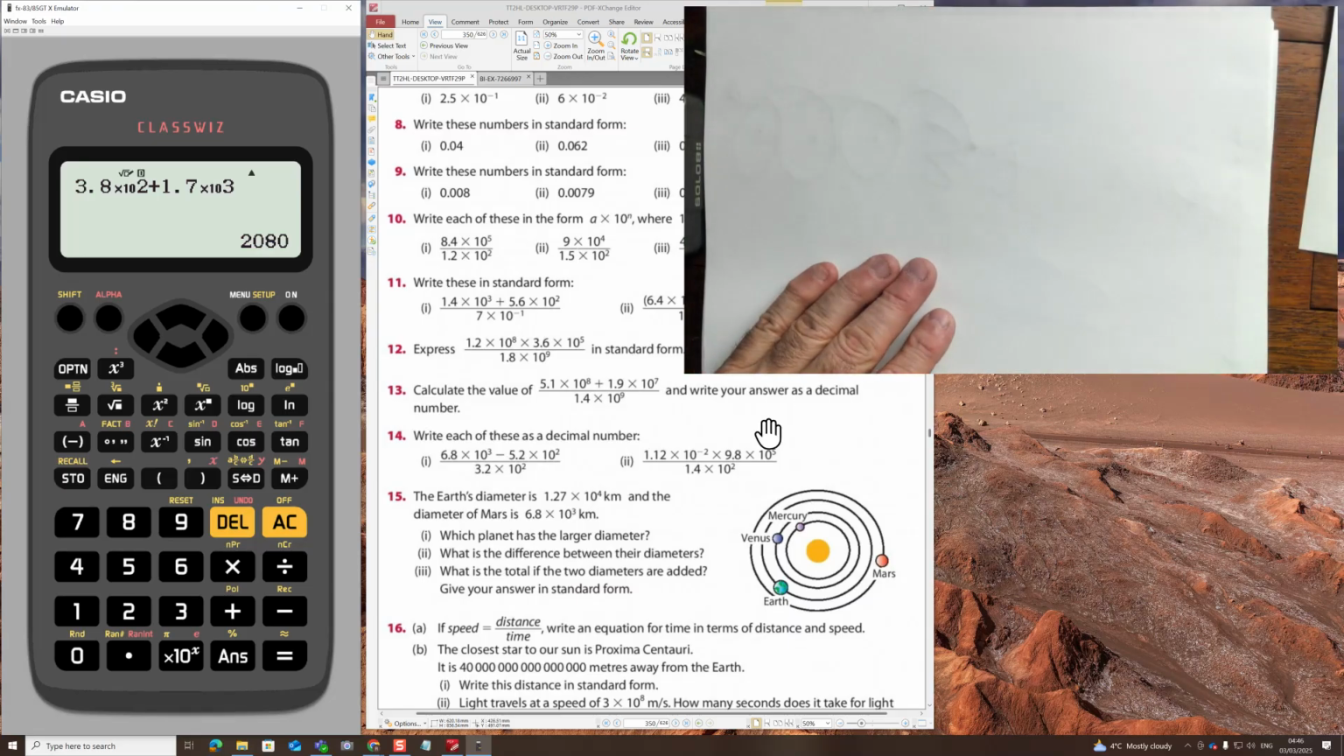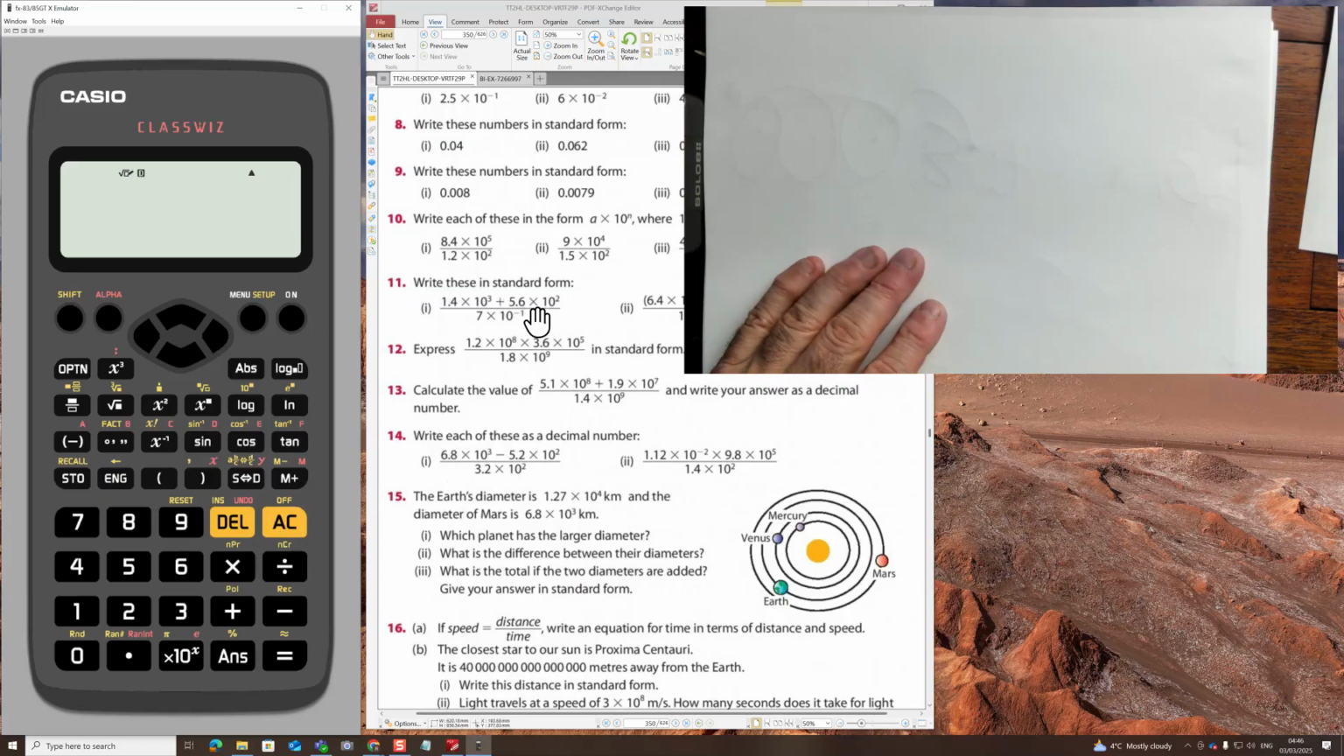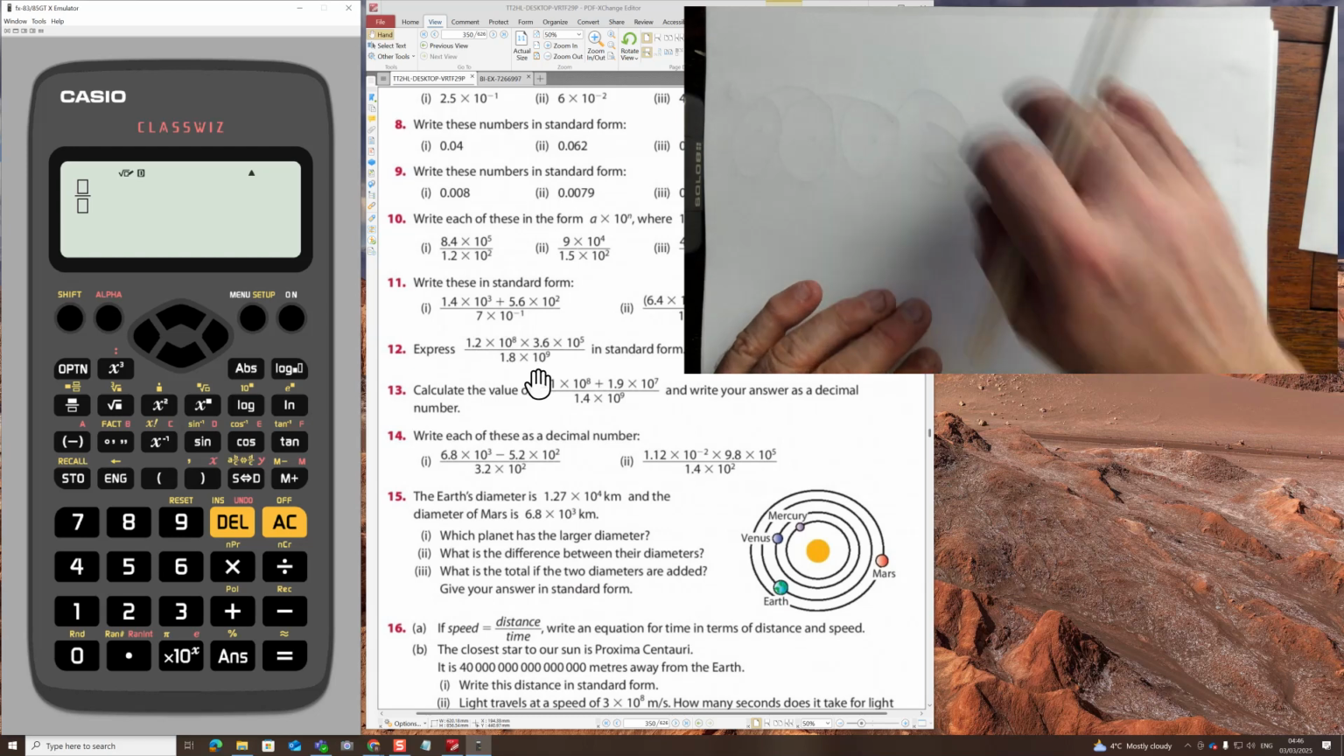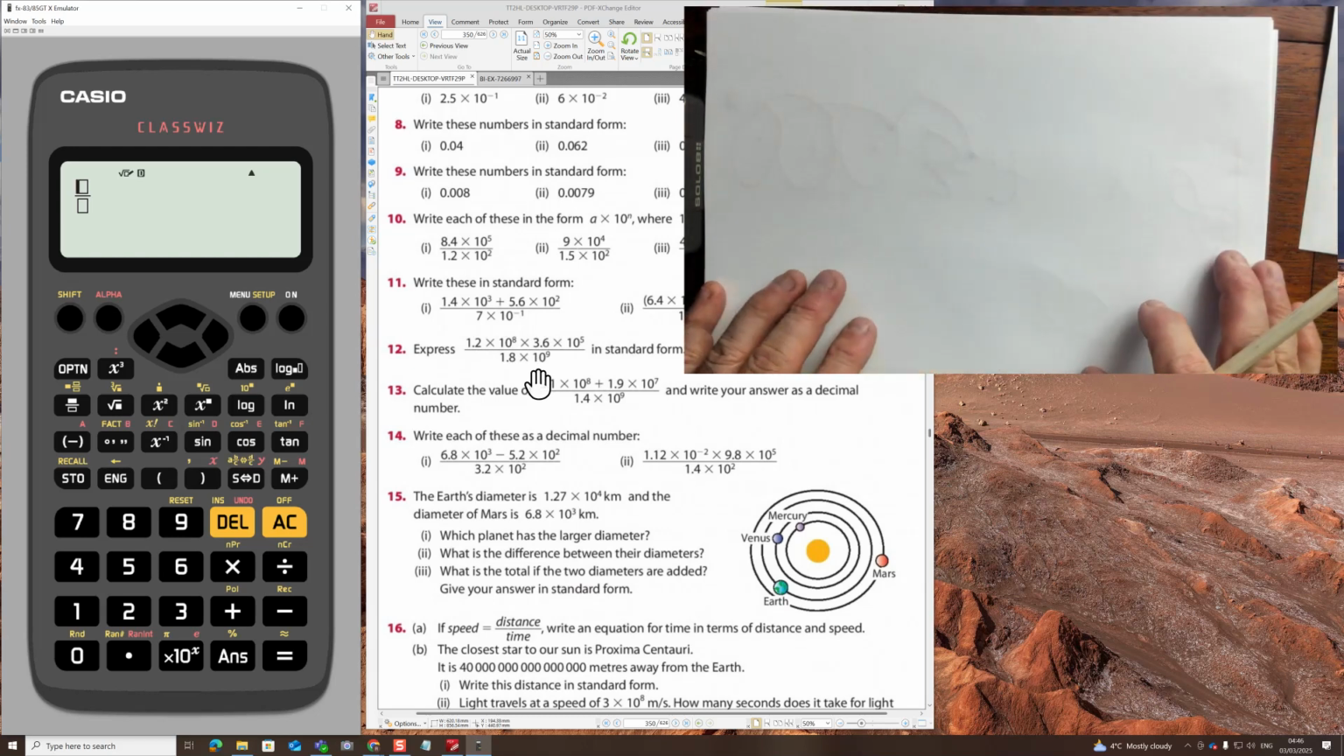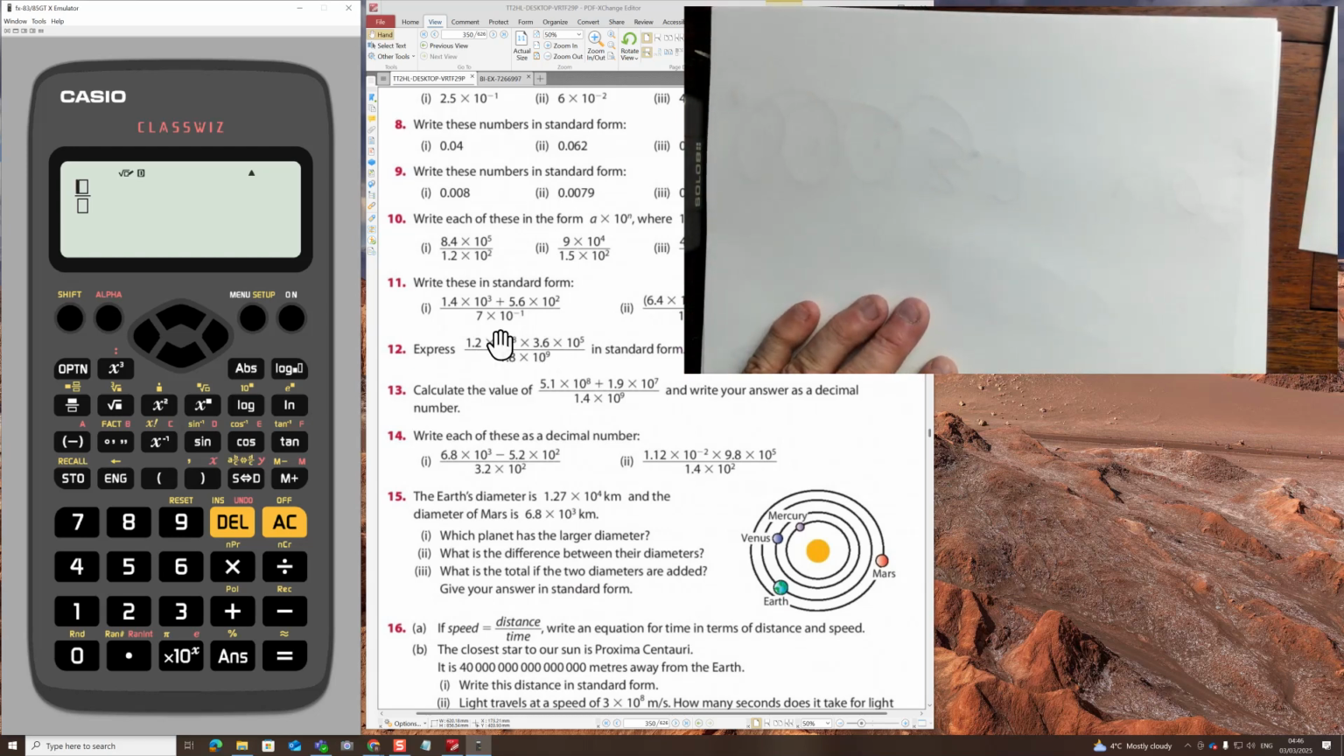Or at least maybe we'll fill in question 11 there, which looks a little bit complicated, but it's not very complicated. So I'm doing question 11 here.